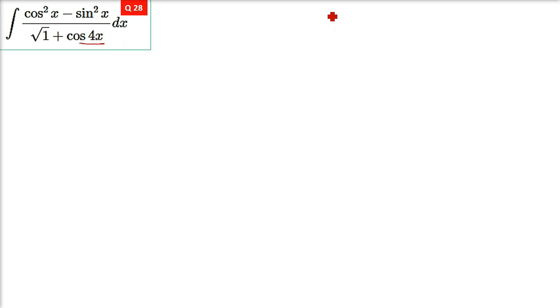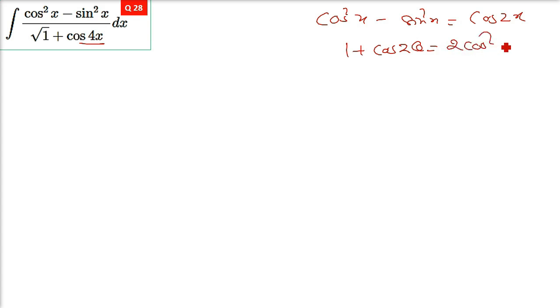Which relationship? Trigonometric relationships. What all relationships can we use here? Cos square x minus sin square x is there, and this is nothing but cos 2x. Cos square theta minus sin square theta is cos 2 theta. That we are going to employ here. What about 1 plus cos? 1 plus cos 2 theta is simply 2 cos square theta.